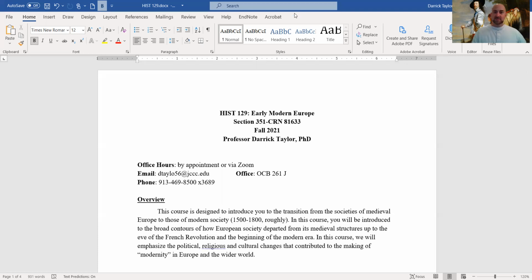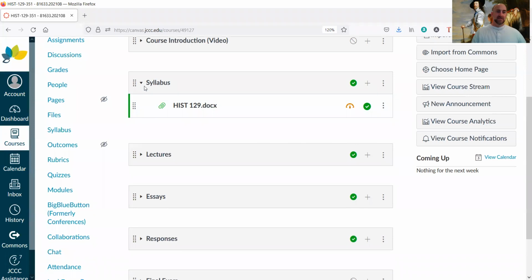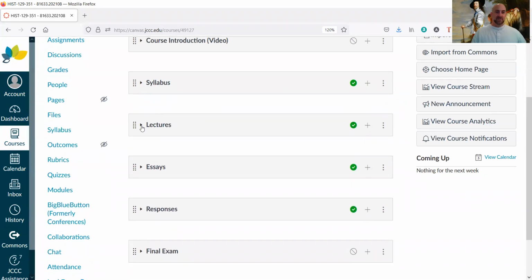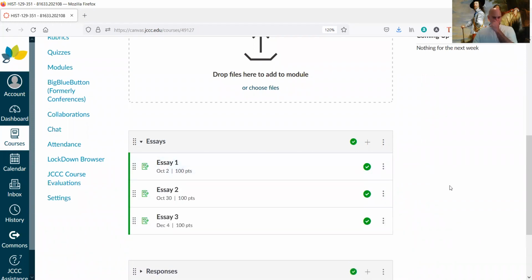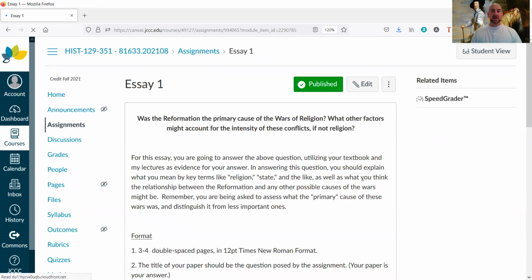Let's go back and take a look at some of the assignments, just to give you guys the rundown of this. Going back, you see the syllabus. You have lectures, which are none there right now, so you won't have any of those yet, but you'll get those. Let me talk about the essays very quickly. The 3 essays. So, essay 1, you saw the outline. You have a lecture on the wars of religion.